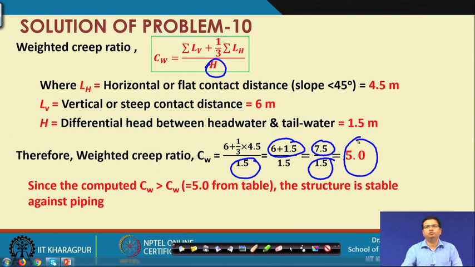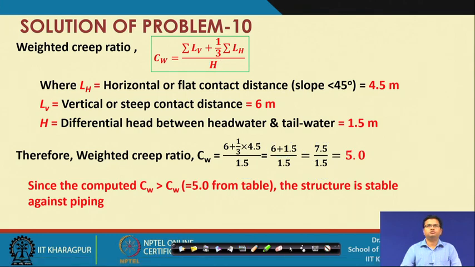So, the estimated value Cw is 5, and this is greater than the table value. The table value is given as 4. You can see this is 4, not 5. So, since the computed Cw is greater than 4, the structure is safe against piping.